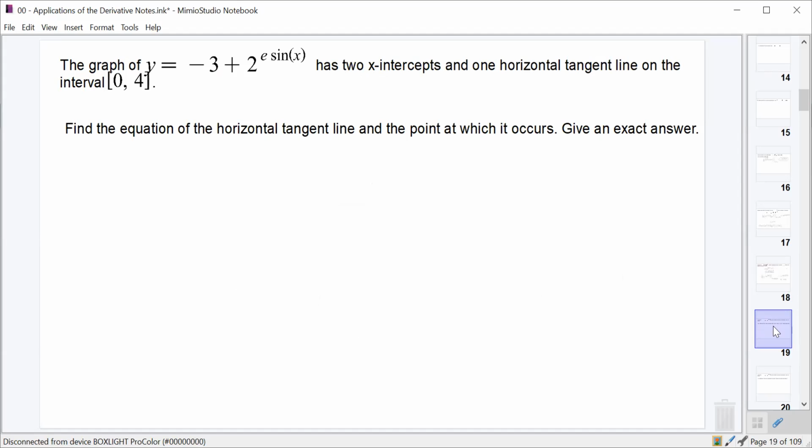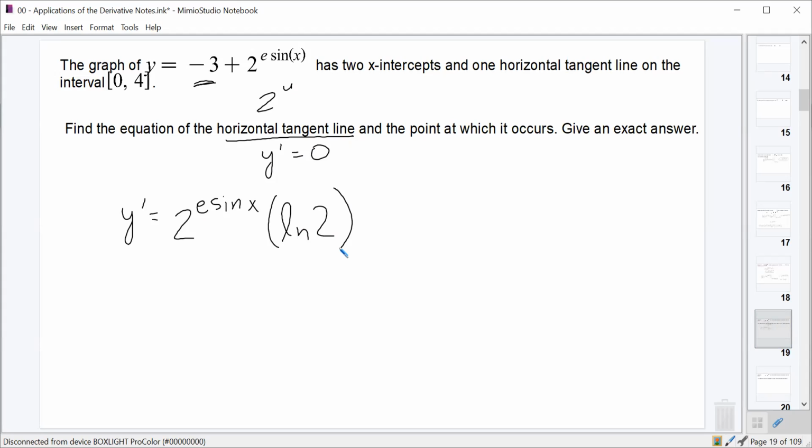So we're going to throw away the calculator for a second and just say, well, a horizontal tangent line just means that y prime needs to be 0. And we just need to find y prime. Y prime is, well, the derivative of -3 as a constant, so that's 0. And 2 to the e sine x is just 2 to the u. So that'll be 2 to the e sine x, times natural log 2. That's the rule for 2 to the u. And then you've got to multiply by the derivative of e sine x. E just being a constant gives you e cosine x.